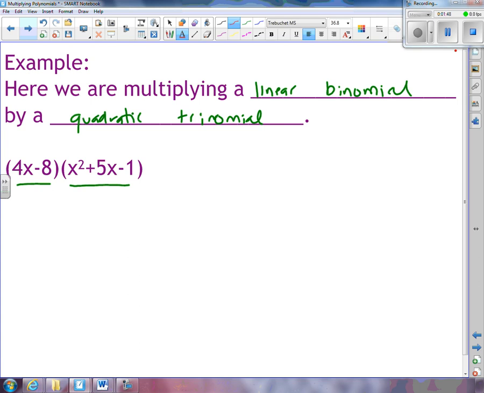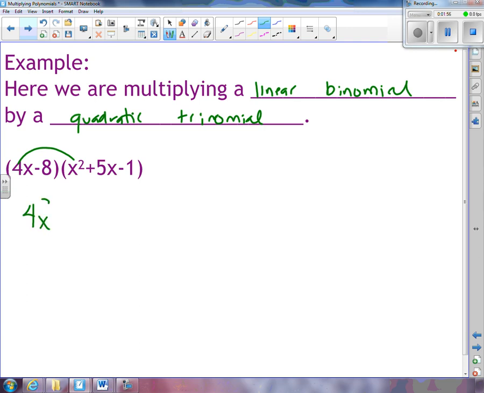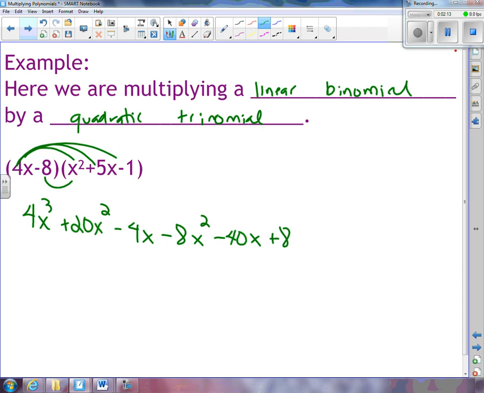So when you're doing this, just try to make sure you do it in an organized way. Take your first term and multiply it by everybody in the second guy. So that's going to be 4x cubed plus 20x squared minus 4x. And now move on to the second term of the first polynomial. Negative 8x squared minus 40x plus 8.